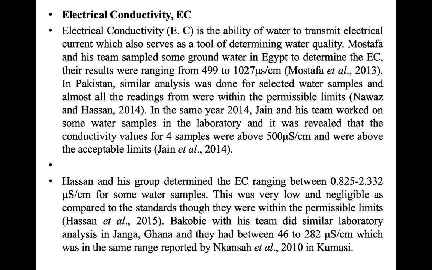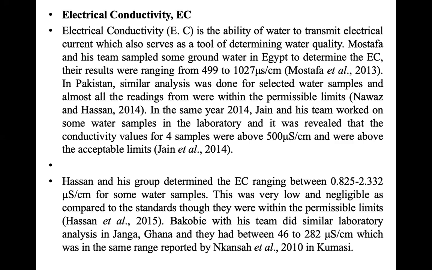EC, or electrical conductivity. As the name implies, electrical conductivity is the ability of water to transmit electrical current, and this serves as a tool to determine water quality. Normally, all of these indicators depend on the country of origin. There are some values that are given. Now, the value is such that the water quality must fall within a certain domain.